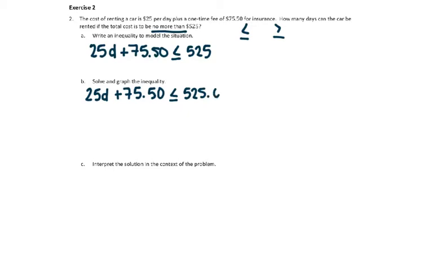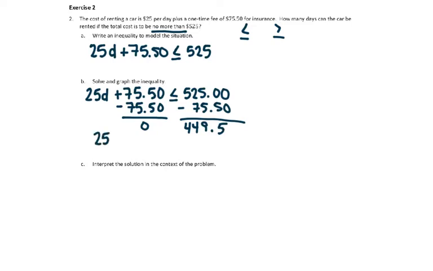So firstly, it's going to be easier for me if I add these zeros because this is a dollar. So right now, 75.50 is being added to the left side of my equation. So I'm going to do the opposite of addition, and I'm going to subtract 75.50 from both sides of this equation. And when I do that, I end up with $449.50. So now my inequality says 25D is less than or equal to 449.50.